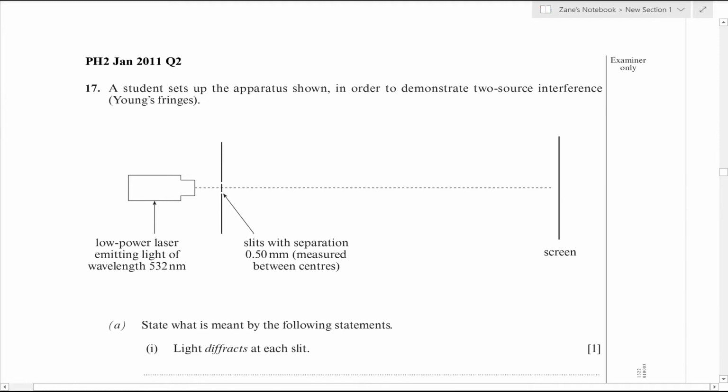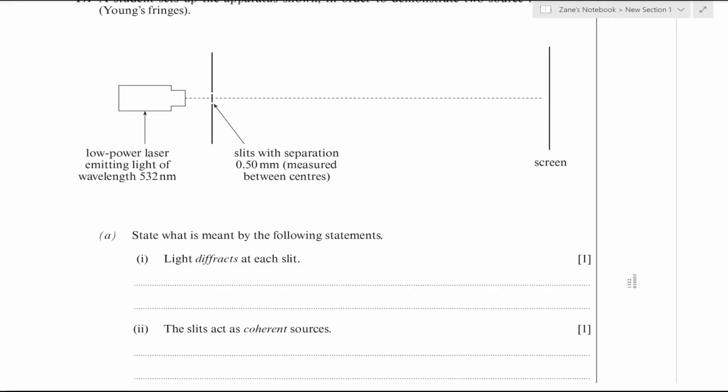This is the WJEC A-Level Physics question from January 2011, question 2 on the Unit 2 paper. It's basically a two-source interference or Young's fringes question. In the question, a student fires laser light of wavelength 532 nanometers onto two slits that are separated by 0.5 millimeters.